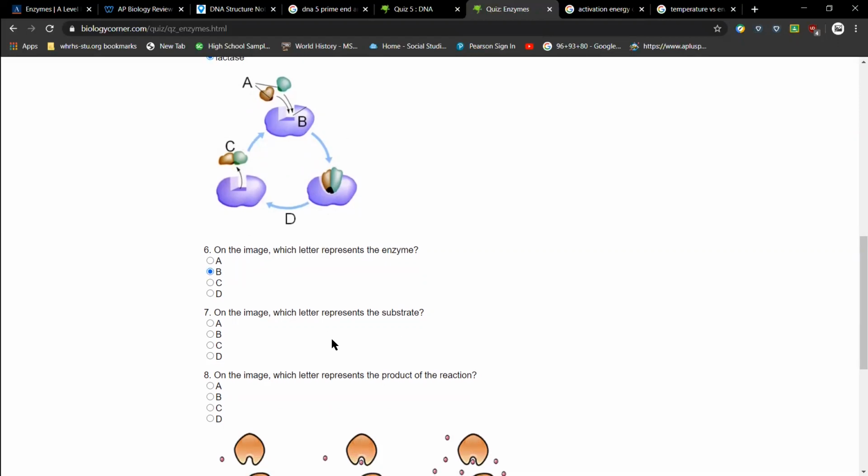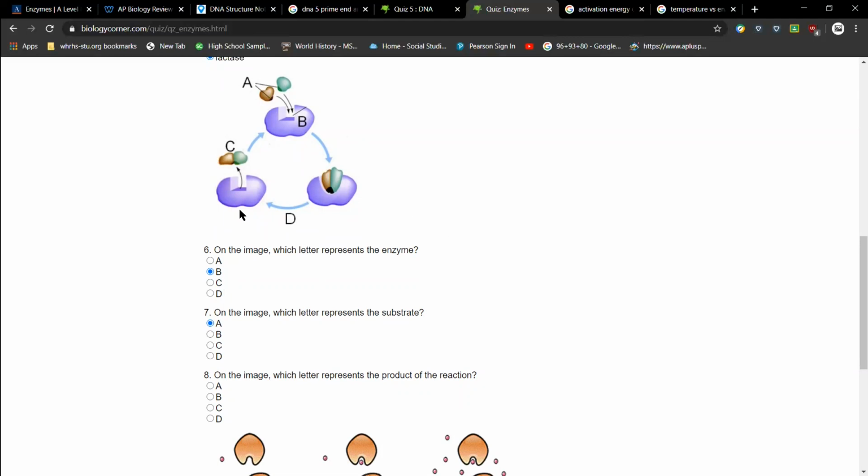So which letter represents the substrate? A, B, C, or D? So for this one, it was A. And so pretty much everybody got it. So for those who did, good job. So remember that substrate is the initial step of the reaction. So those are going to be going into the enzyme. Remember the substrate and the enzyme bind together through the induced fit model. So that's going to be the substrate.